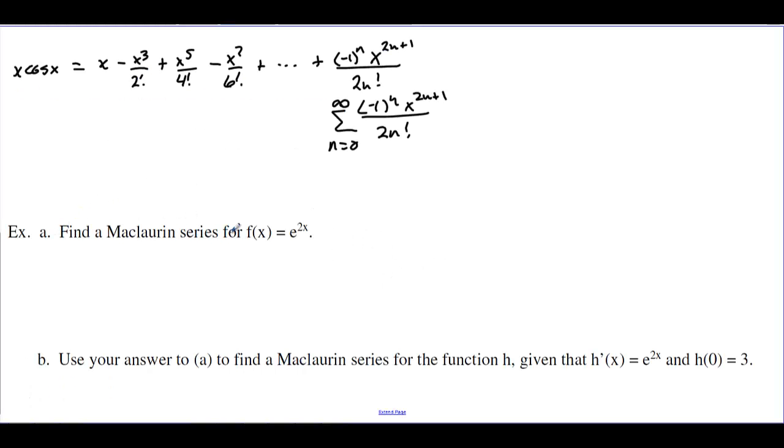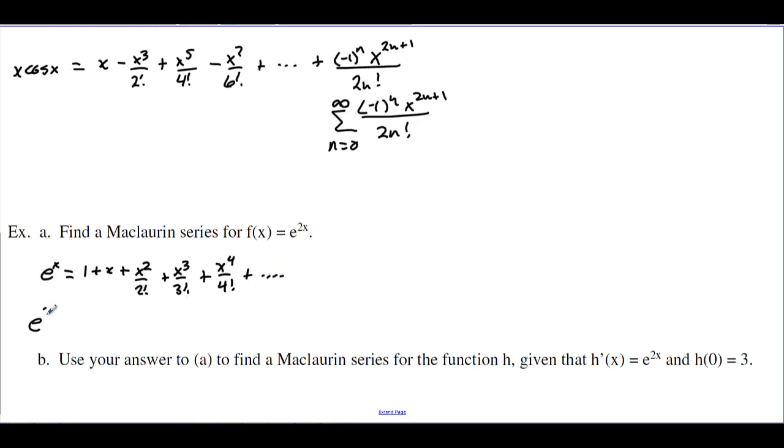Find a Maclaurin series for f of x equals e to the 2x. Well, let's get e to the x. That's equal to 1 plus x plus x squared over 2 factorial plus x to the third over 3 factorial plus x to the fourth over 4 factorial, keep on going.